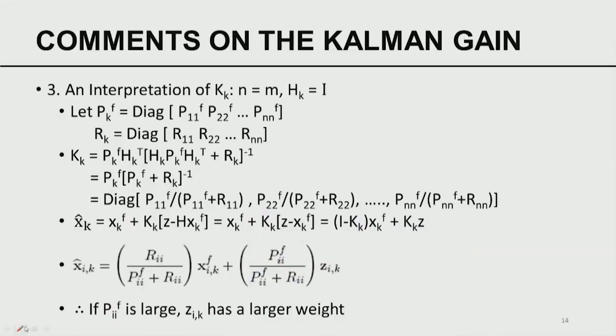Now that we have given an expression for the Kalman gain, we have an expression for the forecast covariance and analysis covariance. I am going to spend a little time understanding the structure of the Kalman filter in special cases, an interpretation, if you wish, of the Kalman gain. So let us try to consider a special case when m is equal to n. In principle, in practice, m is not equal to n. But anyway, this is mathematics.